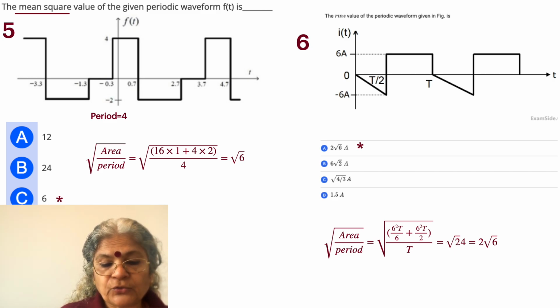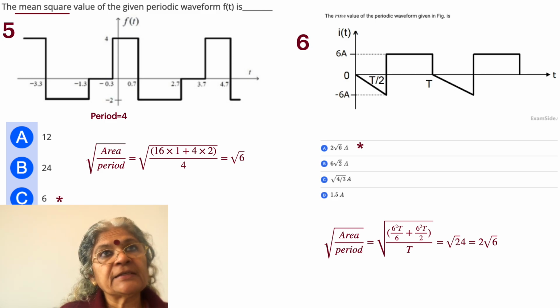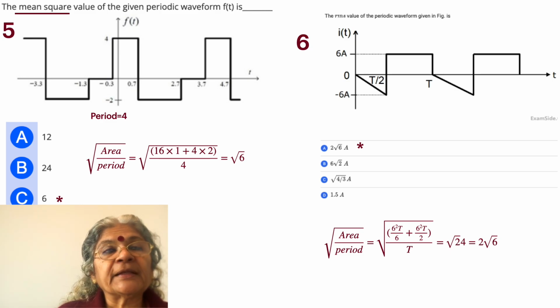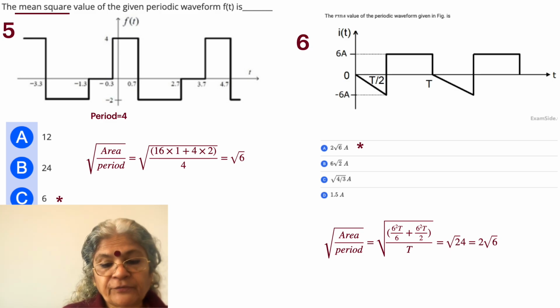36, or 6 square, into T/2, because T/2 is the period for the first portion. For the complete period, the rectangular portion will extend for T/2. So 6 square into T/6 plus 6 square into T/2 is giving you the total area, divided by the base, which is equal to T, and then take the square root.